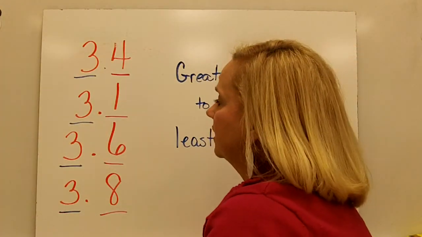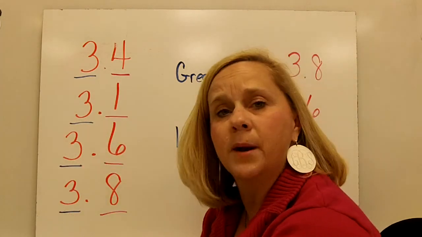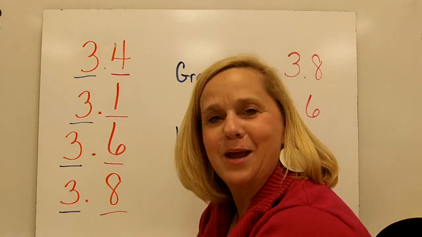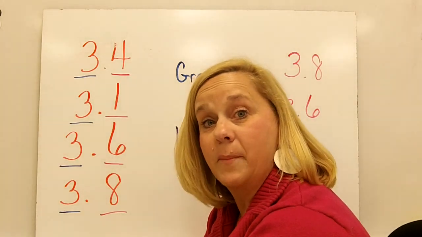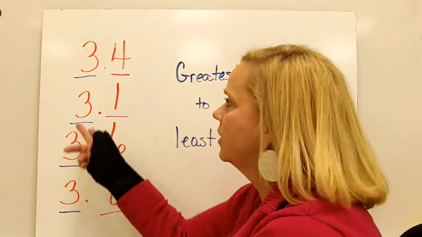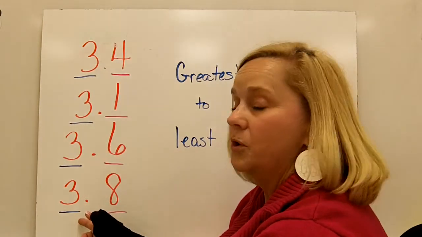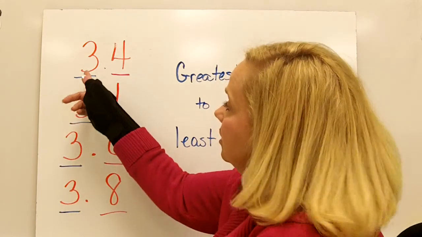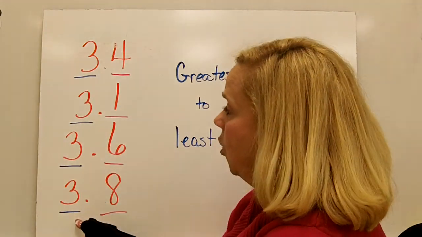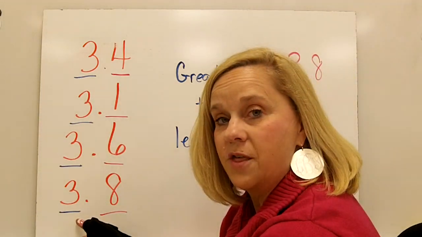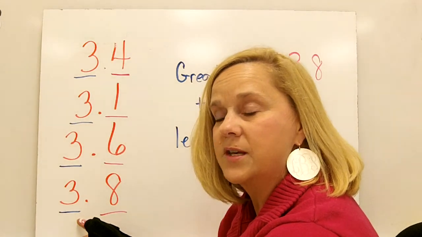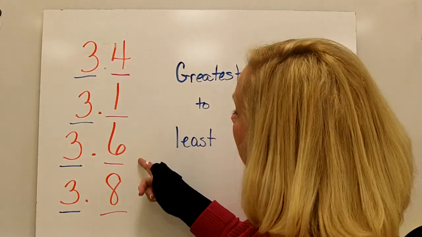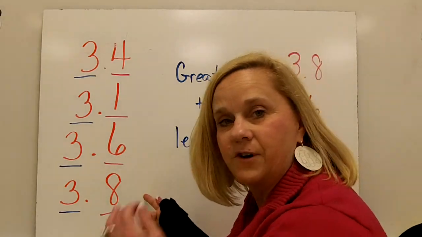Alright, now I have another set of numbers here, and if you notice, all of my whole numbers are exactly the same. So when we're ordering numbers, it's kind of like ABC order, putting the letters of the alphabet in order. And when you put words in ABC order, you start with the first letter. It's the same thing with numbers. So since all of our ones are the digit 3, then we have to move over to the next place value, which would be our tenths. Now notice that all of my tenths are different.